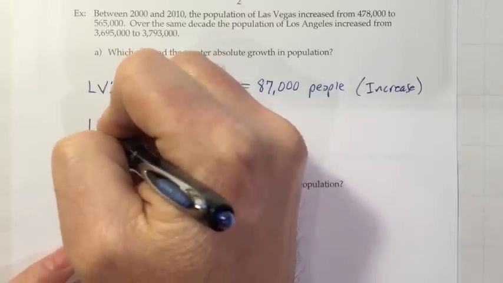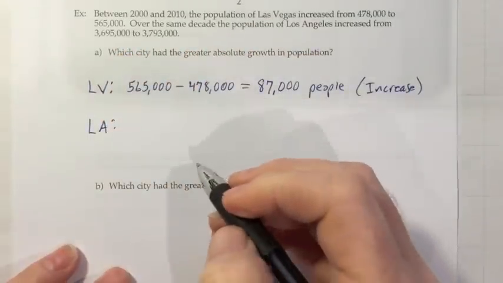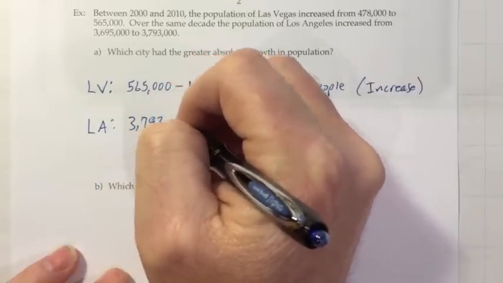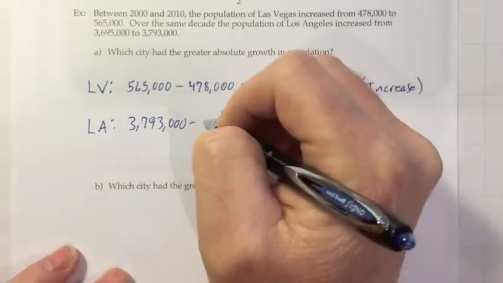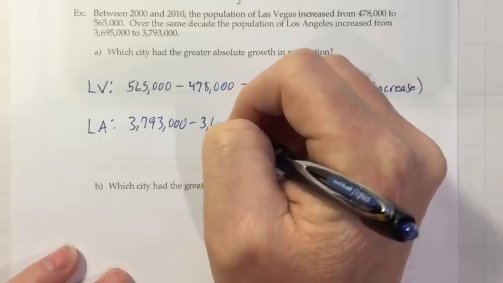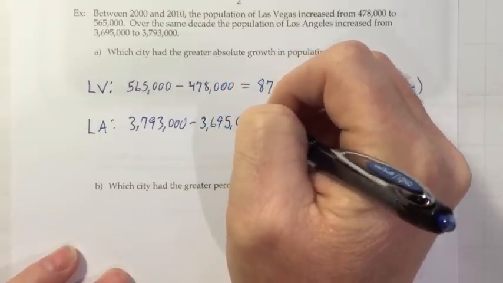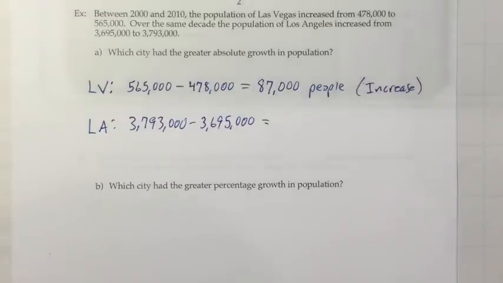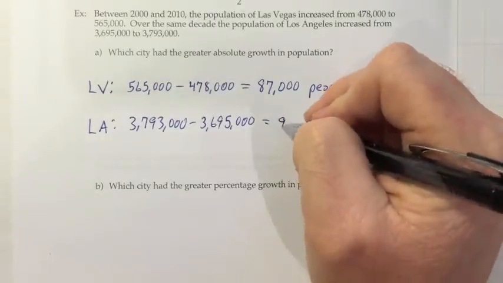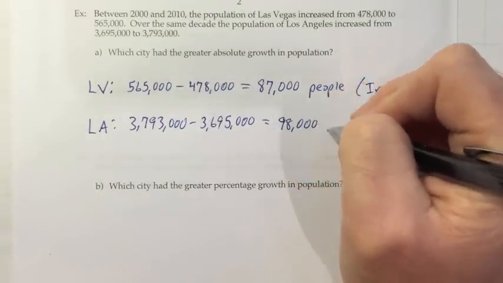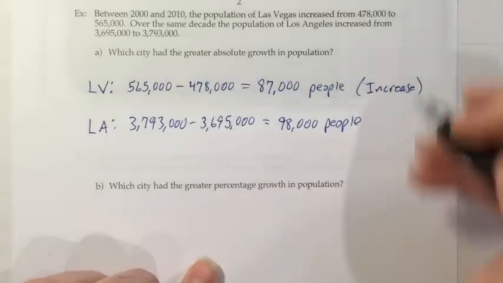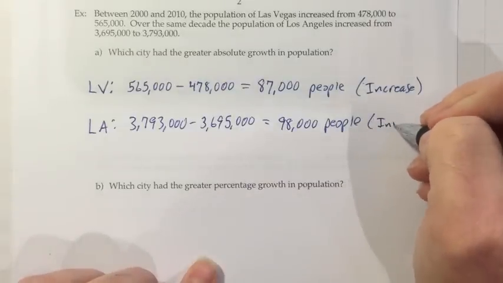So how's that compared to LA? We do the same thing. We take the more current number, 3,793,000, and subtract the older one, 3,695,000. Let me do that off on the side. And that's 98,000. Again, that's also people. And again, the older number was the smaller one, so that's also an increase.